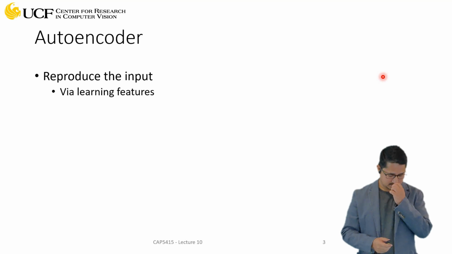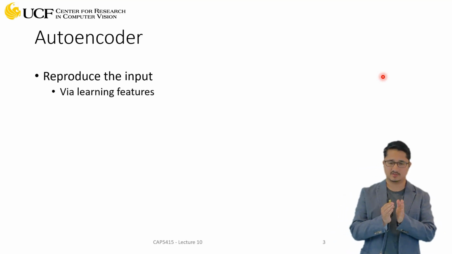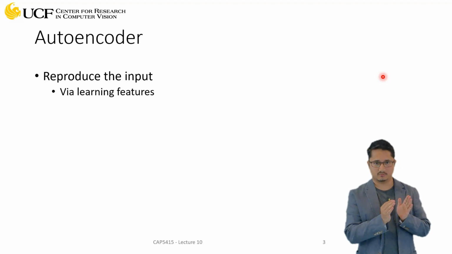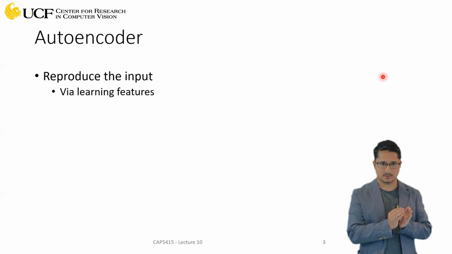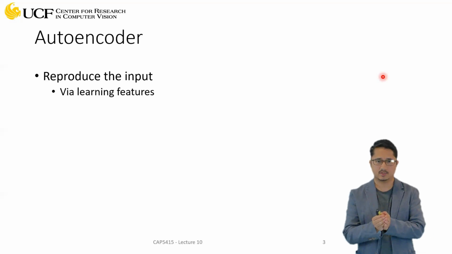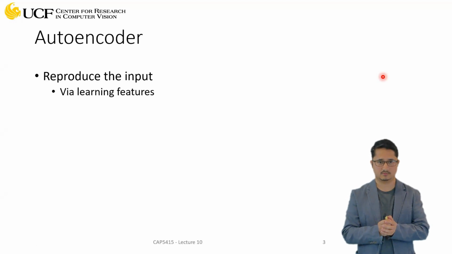Okay, so the core idea of autoencoder is, as the name suggests, whatever input you have, you learn features from that input, and then you try to reconstruct that input. Okay, so that's the core idea.